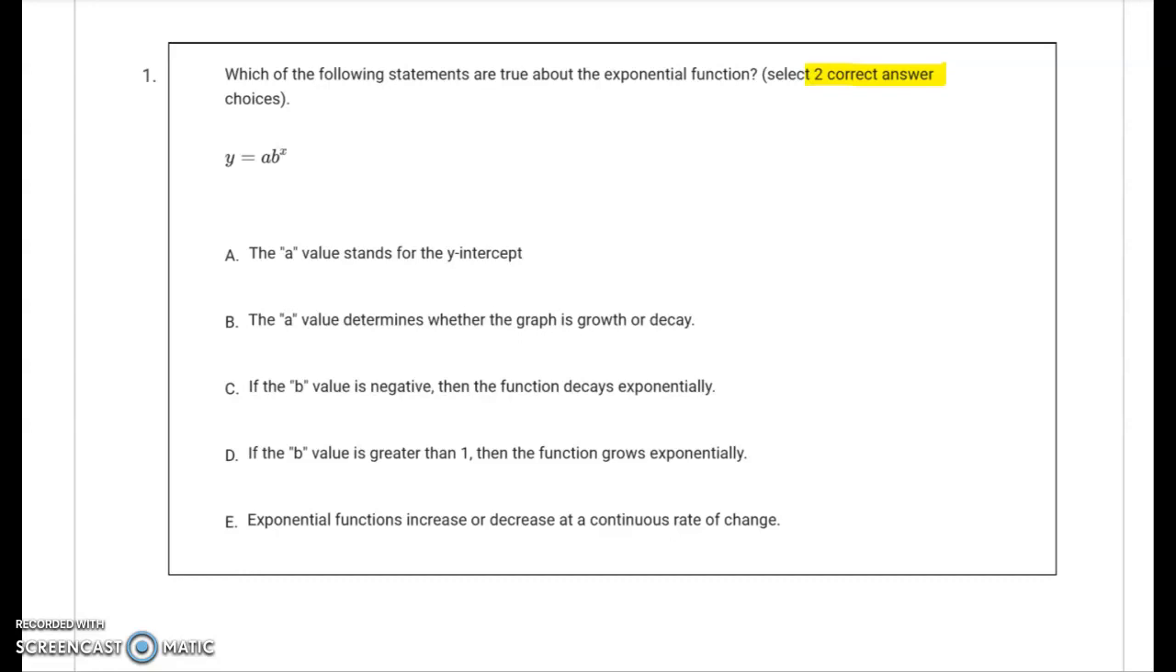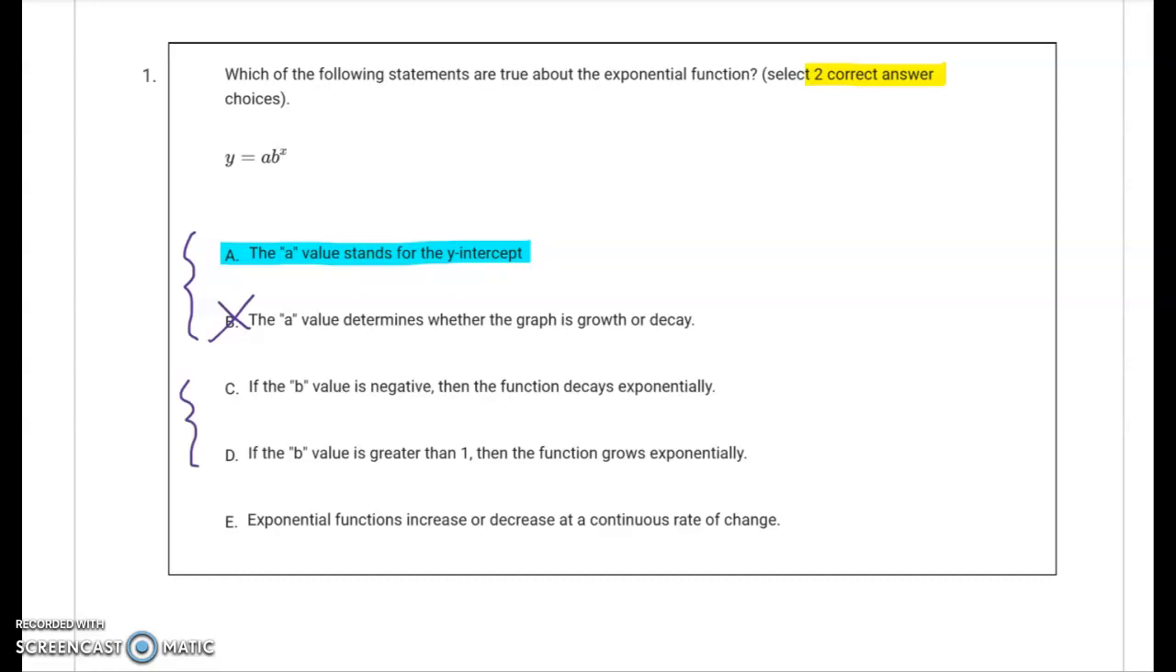So first, let's talk about the A value. That has to do with these two here, A and B. A stands for the y-intercept. So this is correct. If A is the y-intercept, then it is definitely not the growth or decay rate. That would be the B value. That's what B stands for. Okay, so if we look at B, let's see what it tells us. We've got these two to pick from.